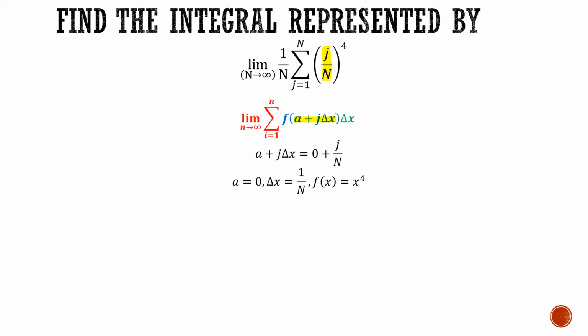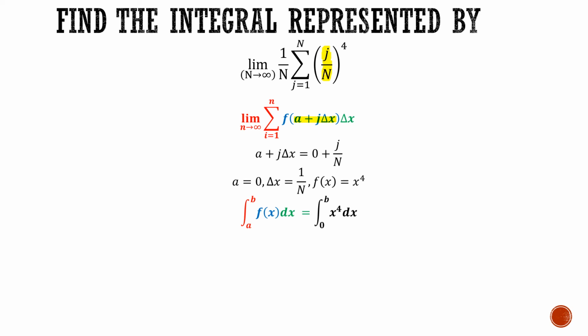And you can pretty much look at it a lot of times and see what your function is going to be. Because I have that j over n, or that a plus j delta x, raised to the fourth, I know it's going to be x to the fourth. So pretty much all I did there was match it up to what my summation notation should look like to pull out some of my variables. So that tells me that, using that original formula, the integral a to b f of x dx must be the integral from 0 to b of x to the fourth dx, which means the only thing I have to find is my b value.